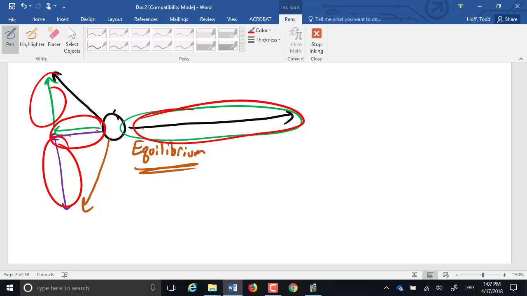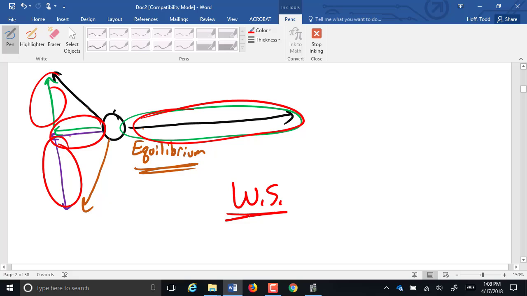Again, we'll look at that more in future classes. For right now, you're going to get a worksheet on vertical and horizontal components.